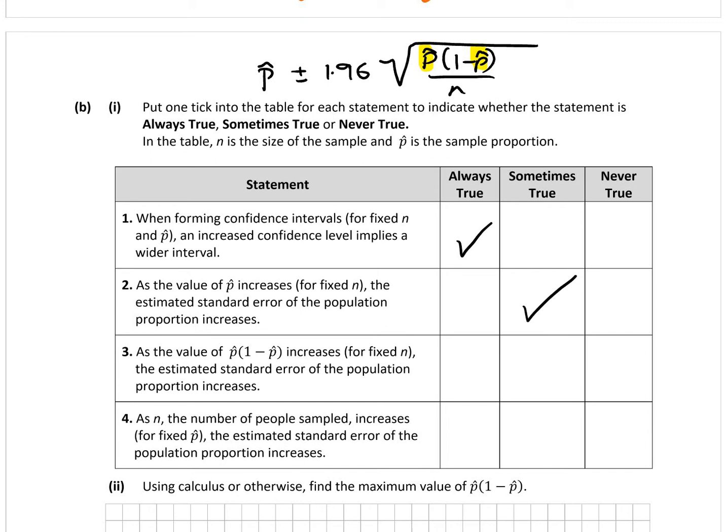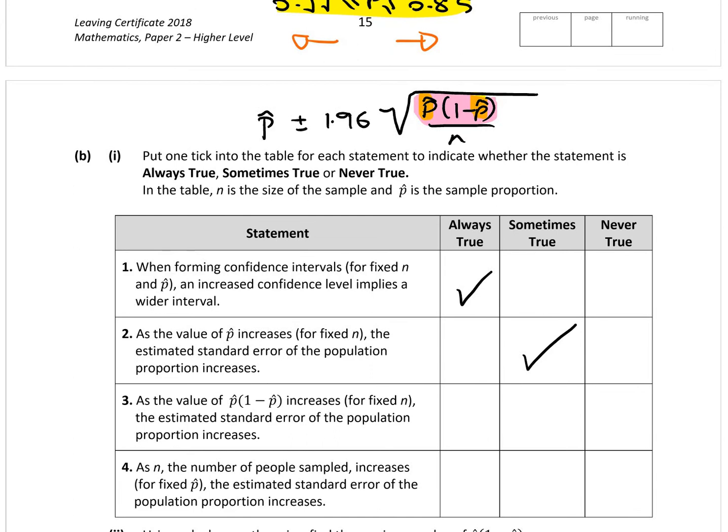As the value of p hat times 1 minus p hat increases for a fixed n, the estimated standard error of the population proportion increases. So basically they're saying as this numerator increases, then our standard error, which is this range here, increases. Well, if that numerator increases, then yes, it's always going to increase.